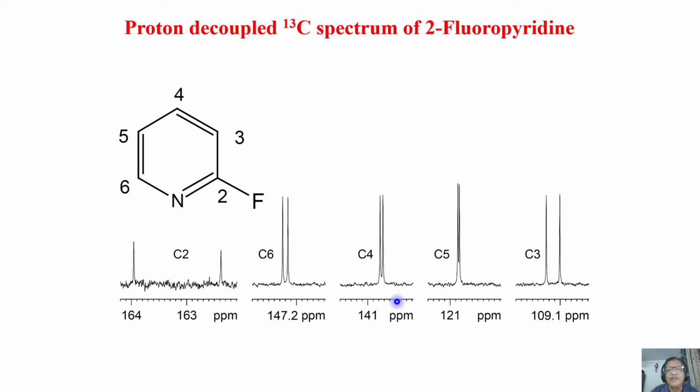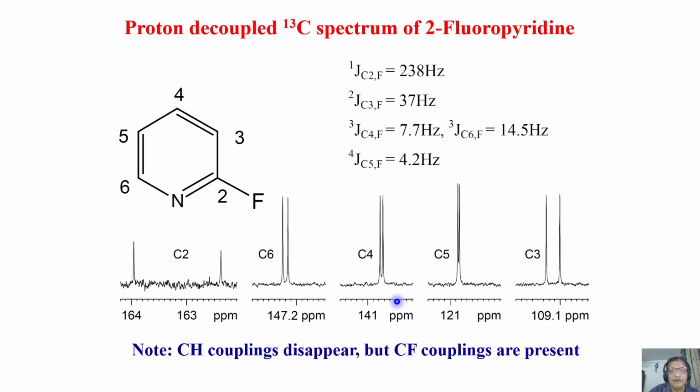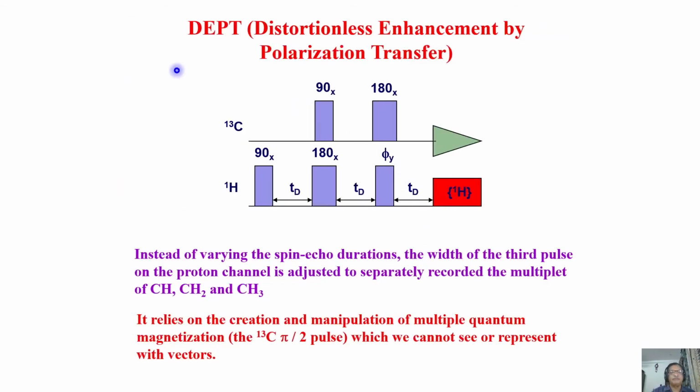This is possible. This is a common experiment which chemists most of the time make use of for identification of carbons based on the protons attached to them. Individual carbons can be assigned. You can identify the carbon. You can say that is a CH3 carbon, that is a CH2 carbon, without looking into the coupling pattern. That is an experiment people use called DEPT. DEPT means distortionless enhancement by polarization transfer.